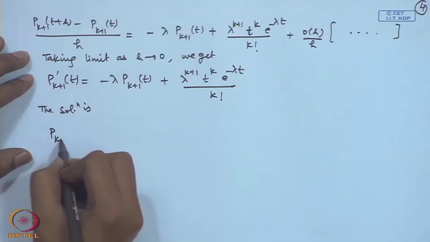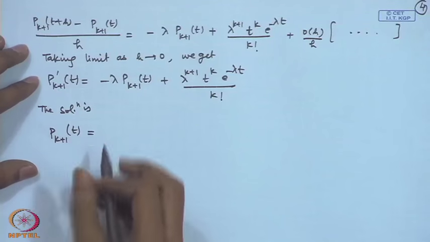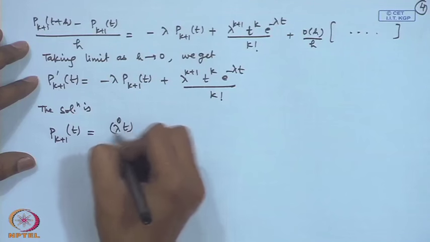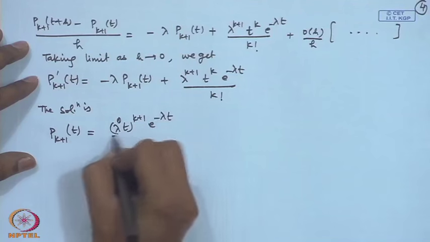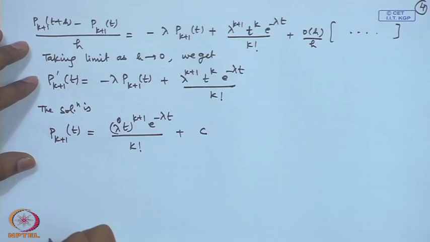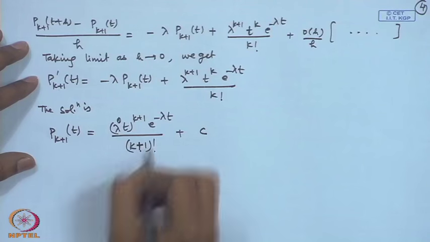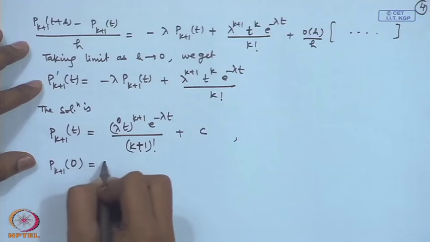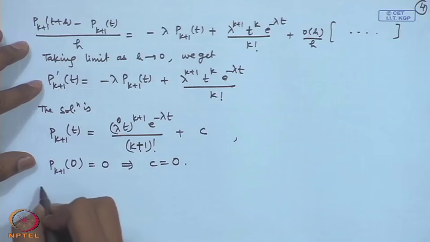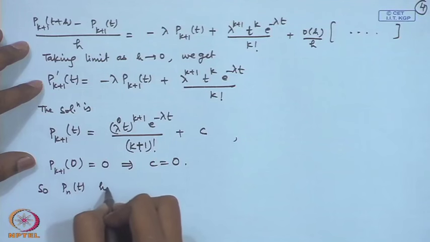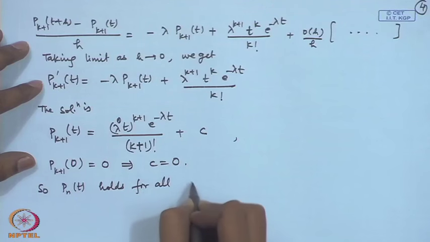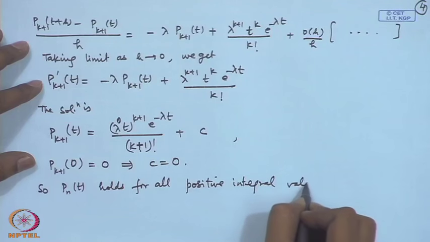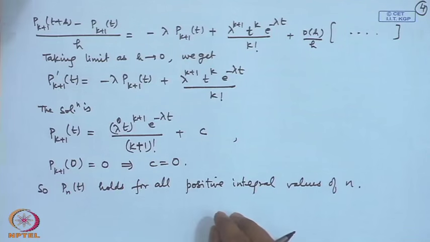So, you will get p k plus 1 of t is equal to lambda to the power k plus 1, t to the power k plus 1, e to the power minus lambda t by k factorial plus a constant. Sorry, this is k plus 1 factorial here. Again, if we use the initial condition p k plus 1 of 0 is equal to 0, this will give you c is equal to 0. So, p n of t holds for all positive integral values of n.